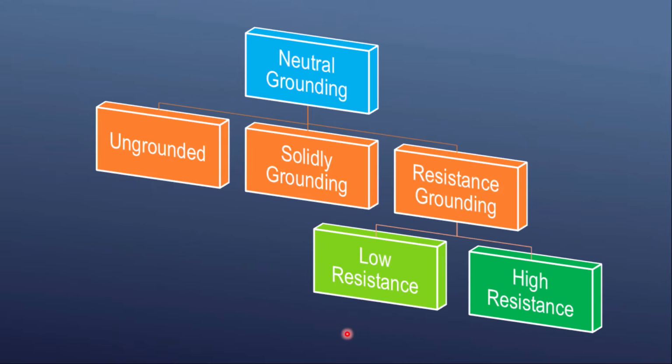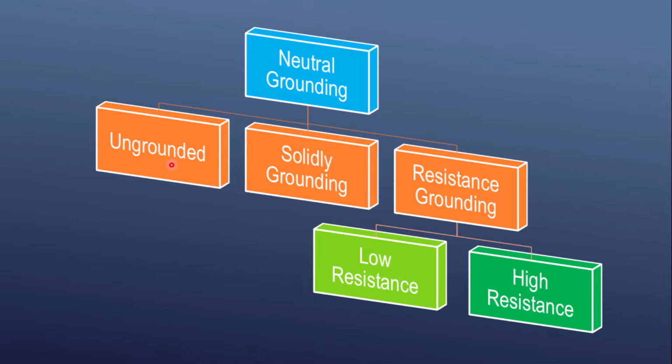So there are multiple techniques of system grounding, but in this video we will explore four most commonly used types of grounding. The first one is the ungrounded system, the second is the solidly grounding, and third is the resistance grounding, which is further divided into two categories, the low resistance grounding and the high resistance grounding. So we will discuss the pros and cons of each type of grounding.